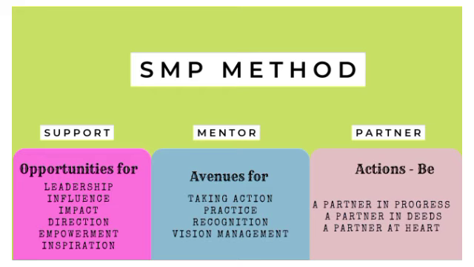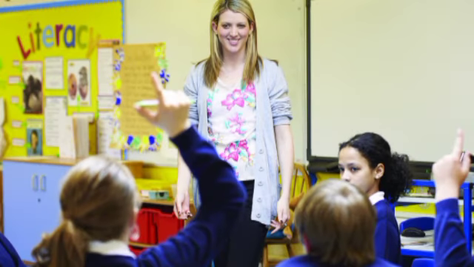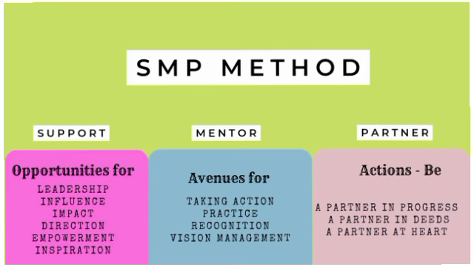And lastly, to partner with a student, you have to be what is called a partner in progress. Then secondly, you have to be a partner in deed. And then lastly, you have to be a partner at heart. A partner at heart is somebody who cares about you to the point that it seems as if you are his child. A partner in deed means you do things together. And lastly, partner in progress means you have the student's progress as one of those things that are important to you, and you show it. So it is important that you use the SMP model to reach your objective.